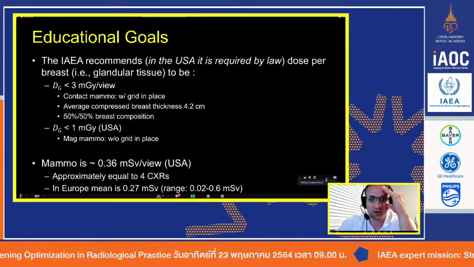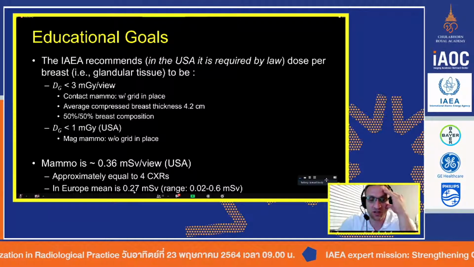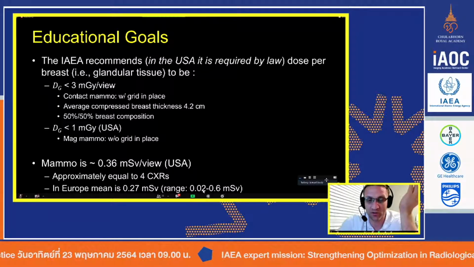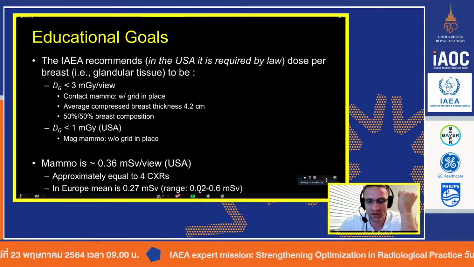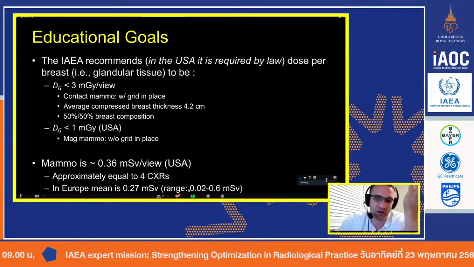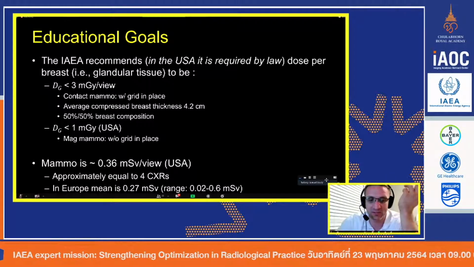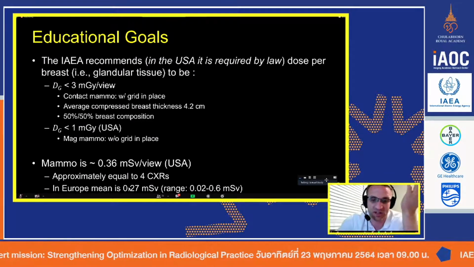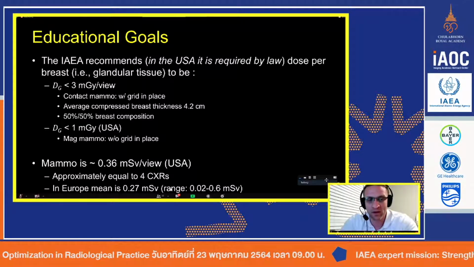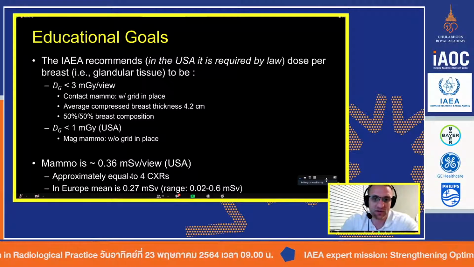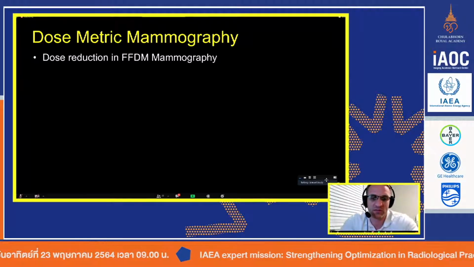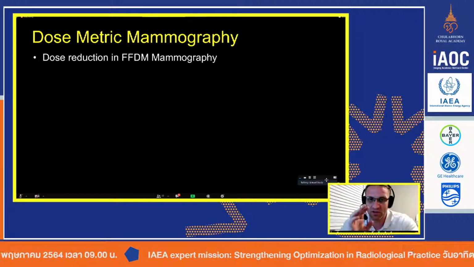In Europe, their mean value is 0.27, or basically 0.3 millisieverts, with a range of 0.02, which is incredibly low, to 0.6, which is about double the mean, which makes sense. You got some bigger, thicker breasts out there, less compressed breasts. So that's just a couple of numbers to give you an idea of where the effective doses lie. But once again, we're mostly focused on diagnostic.